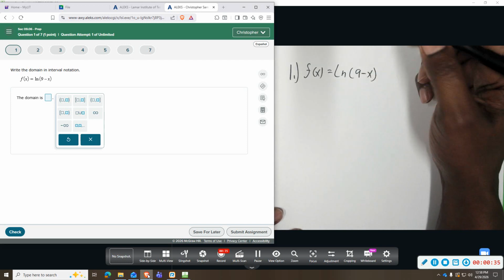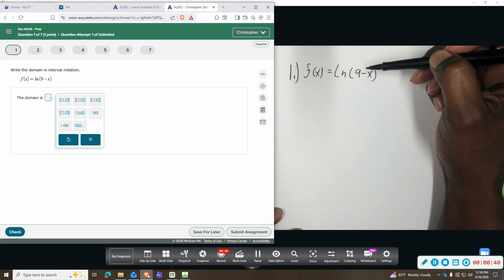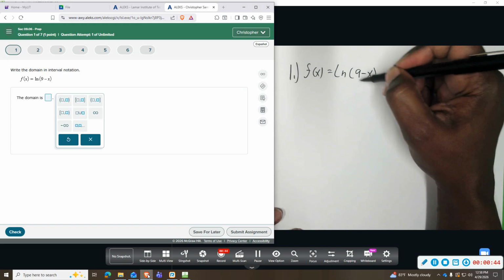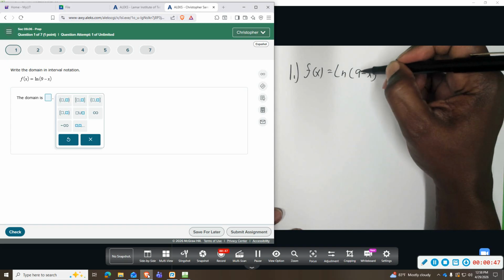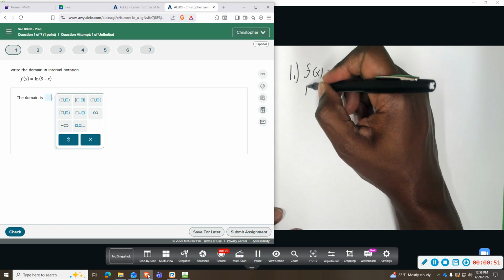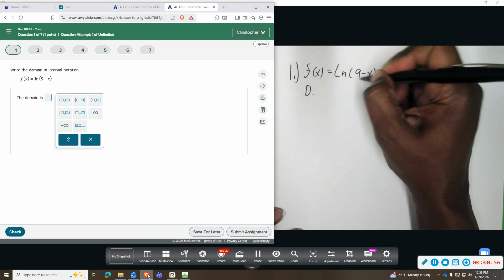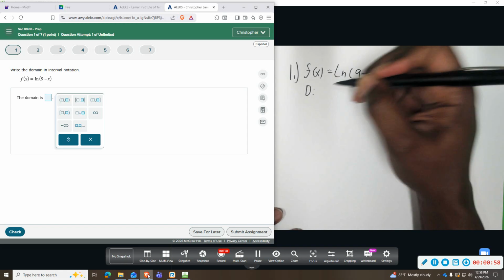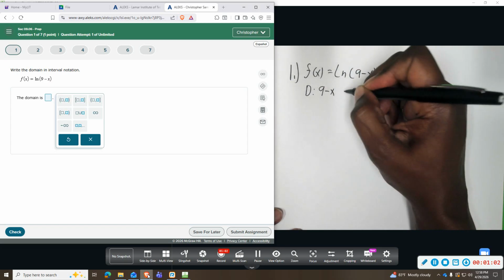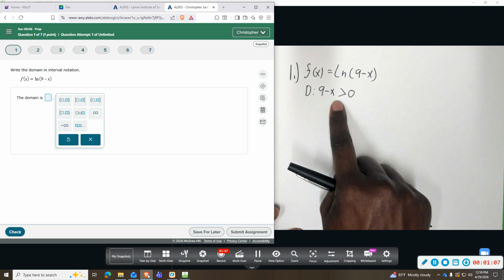Okay, so logs are similar to radicals, square roots, in the fact that we cannot take the log of a negative. In fact, it has to be greater than 0. So in order to find the domain for any log function, you take the argument inside of the log. This is a natural log, so we're going to say 9 minus x, and we're going to set it strictly greater than 0. It has to be positive, and then this will allow us to figure it out.